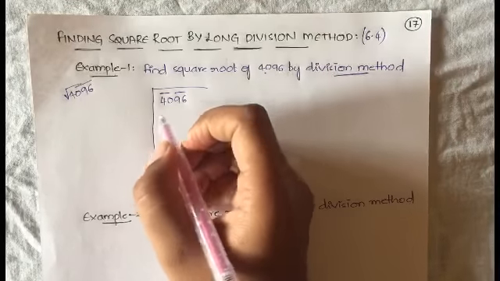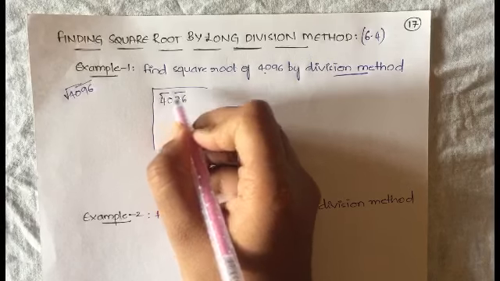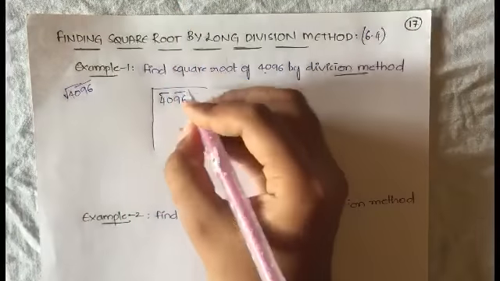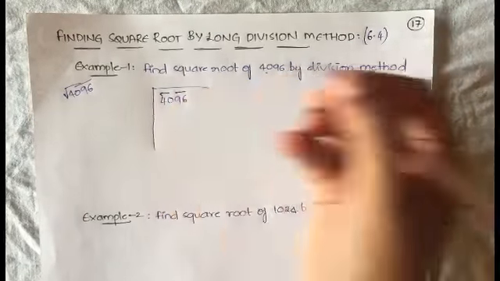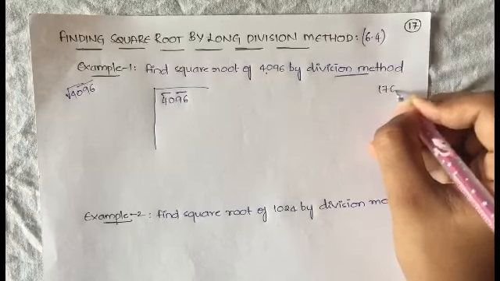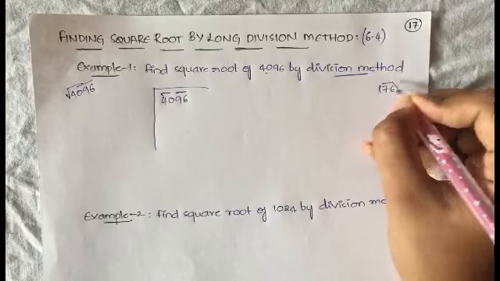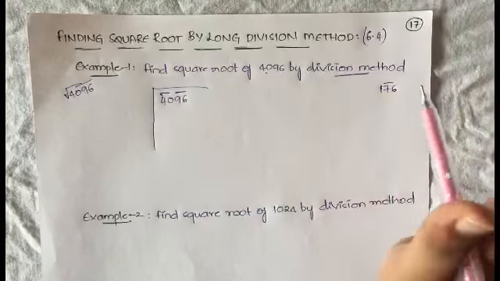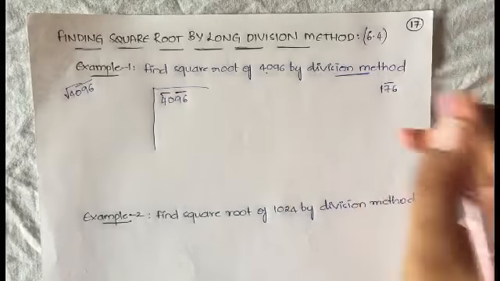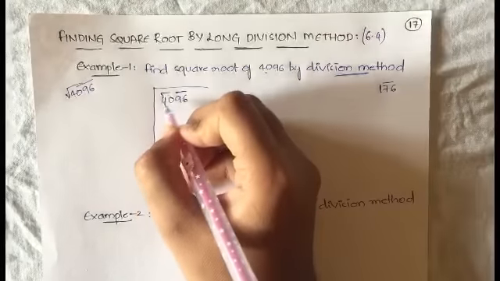Now the first bar, you have to pair the digits from the last. Okay, 96, then 40. Suppose you have a number like 176, then you have to pair these two, and this one will be taken single. There will be no pair for 1. Got it? So here you have 40.